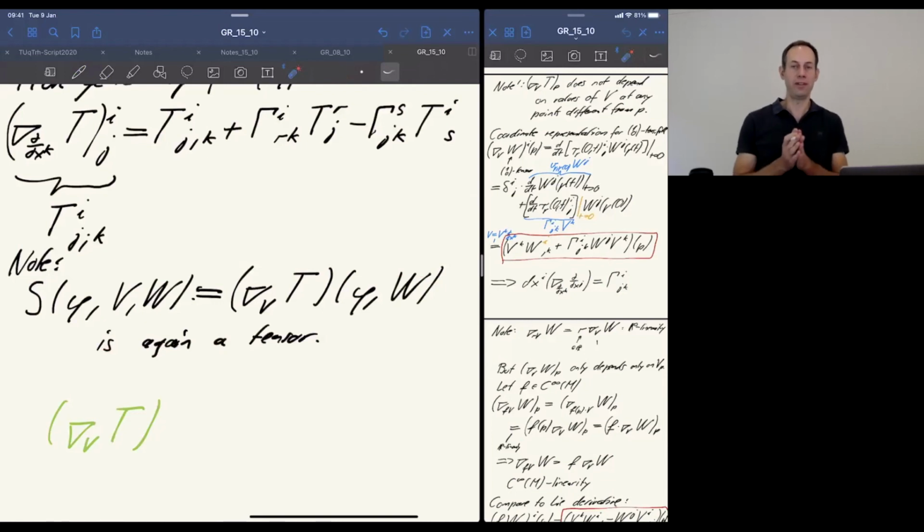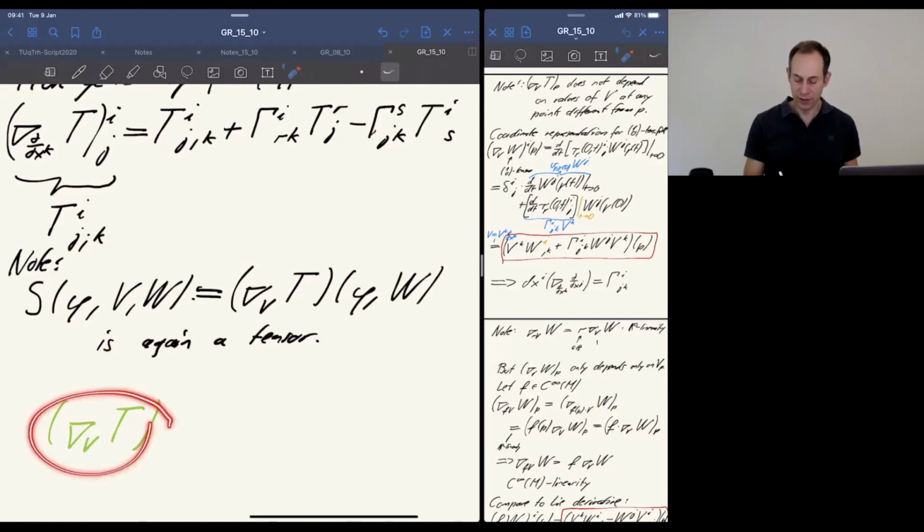Remember, a tensor is essentially an object that eats vectors and covectors. And here I'm just looking at the tensor where the V is already put in. If T was a 1-1 tensor, it only eats one vector and one covector. Here I define a new tensor, namely a 1-2 tensor, which eats one vector more, namely the direction itself. So this is a higher rank tensor, and the claim is this is still a tensor.